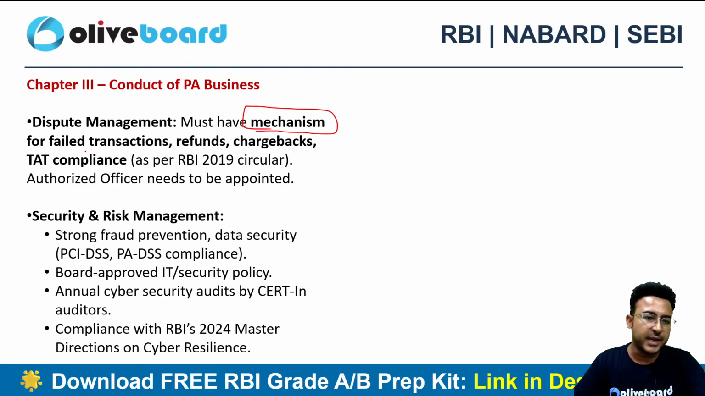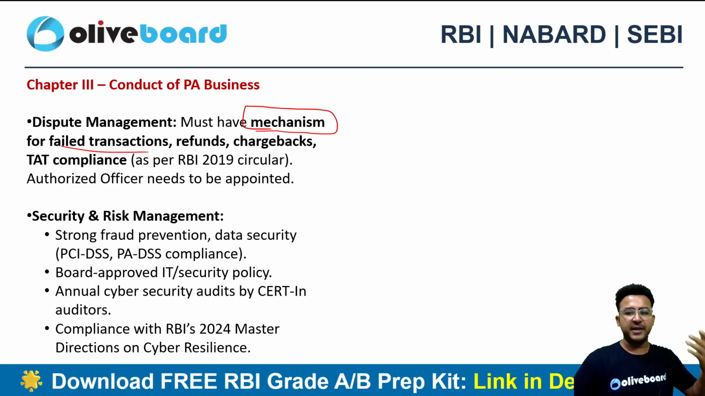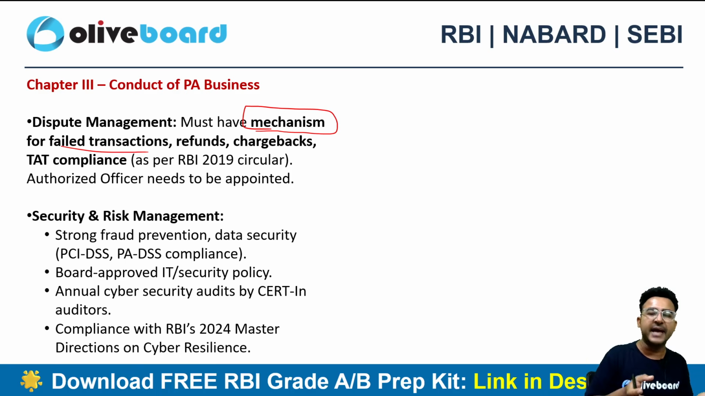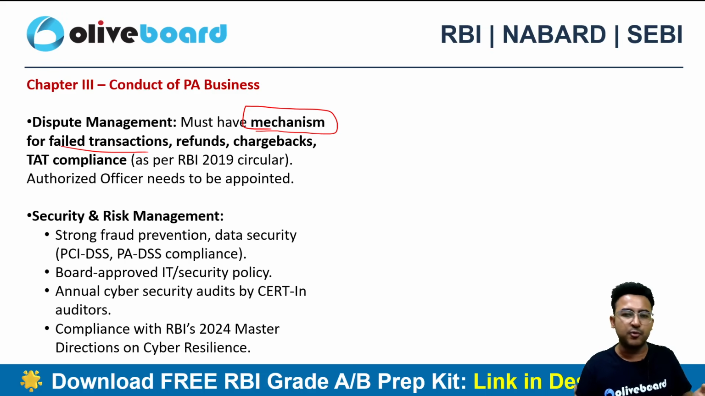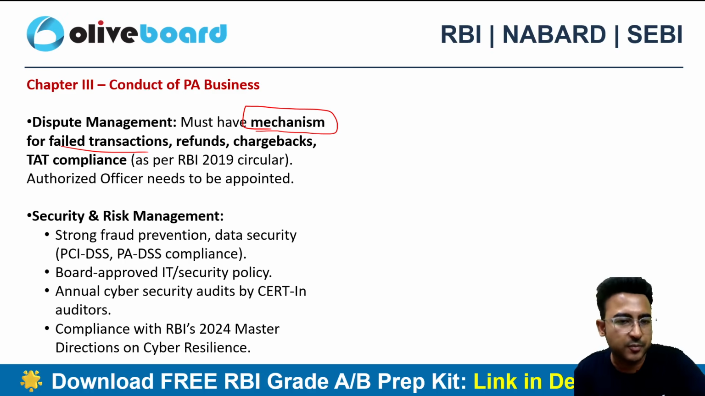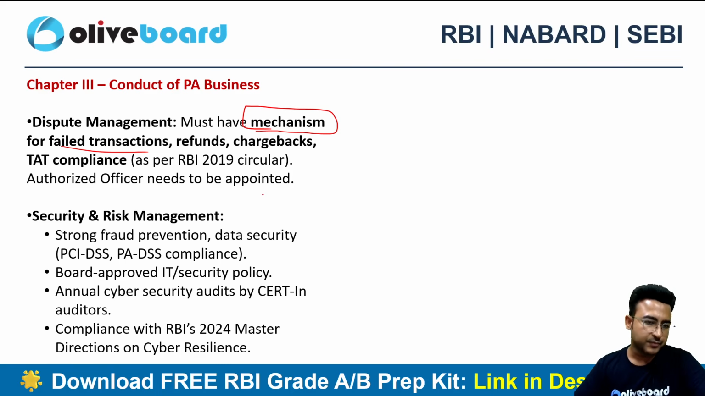Then if I talk about dispute management, in case of any disputes, you need to have a mechanism for any kind of failed transaction. Let's suppose I paid 1000 rupees for buying a t-shirt and the transaction failed. Now there should be a mechanism at the payment aggregator for how to deal with failed transactions, how to process returns, refunds, chargebacks, right? There should be TAT compliance as well.